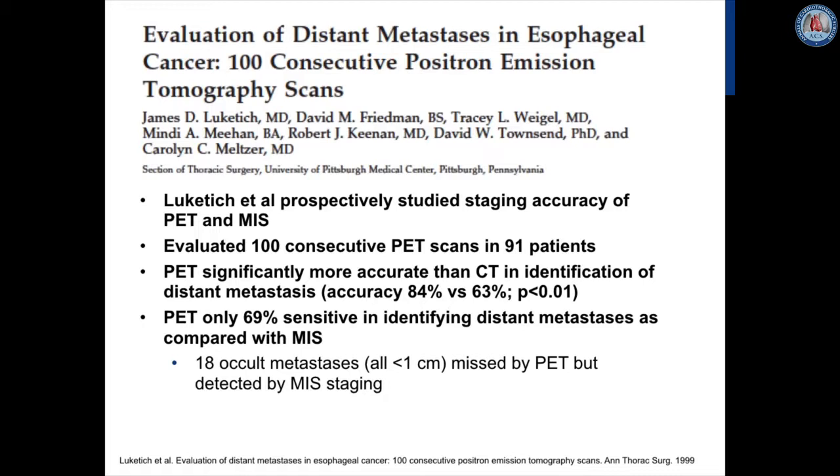Nonetheless, PET was still only 69% sensitive in the identification of distant metastases as compared with minimally invasive staging. There were 18 small metastatic lesions that were missed by PET scan but detected by MIS staging. All of these lesions were less than 1 centimeter in diameter and predominantly included the liver, pleura, and lung. These findings suggest that minimally invasive staging may be useful for the detection of unsuspected distant metastases after PET scanning.